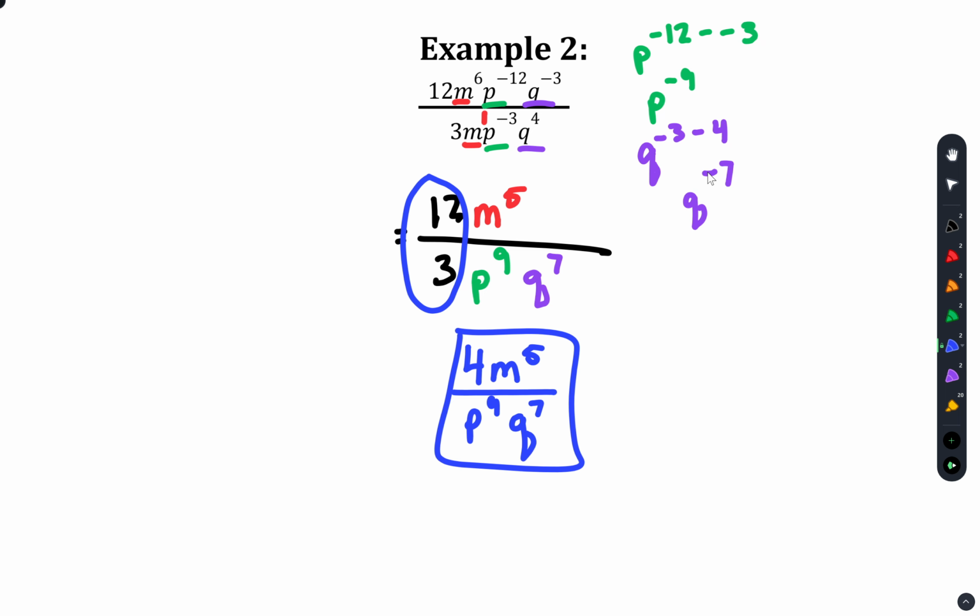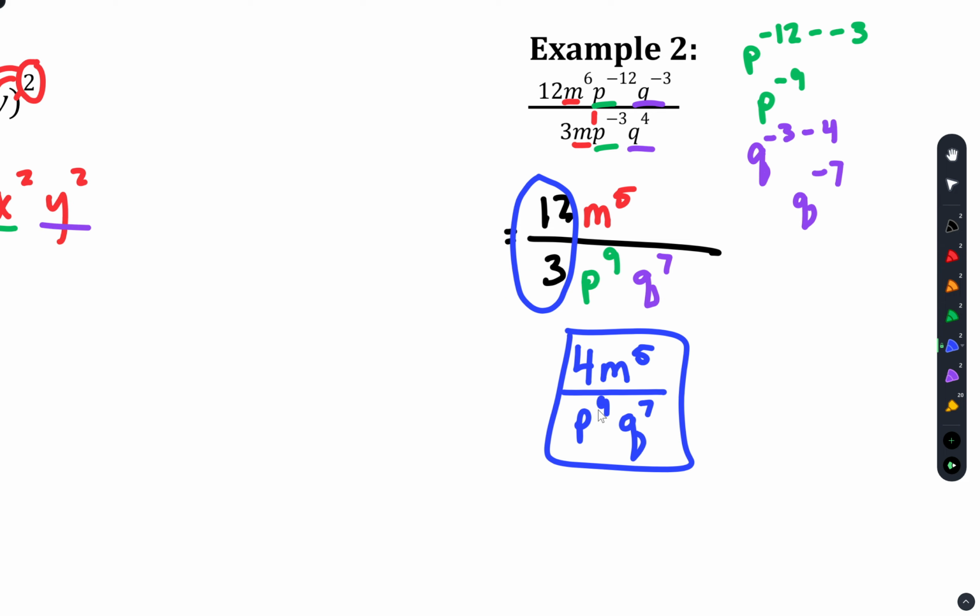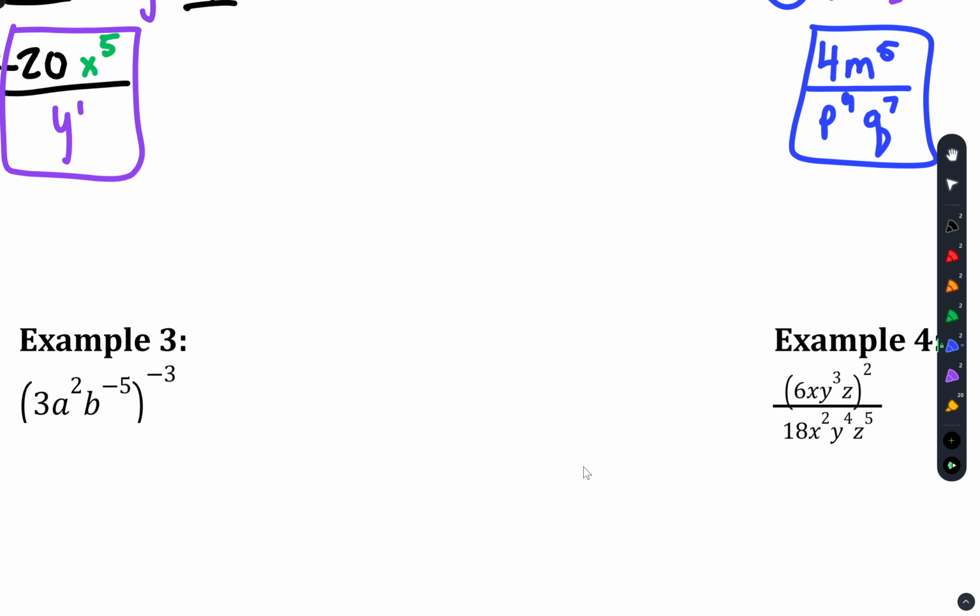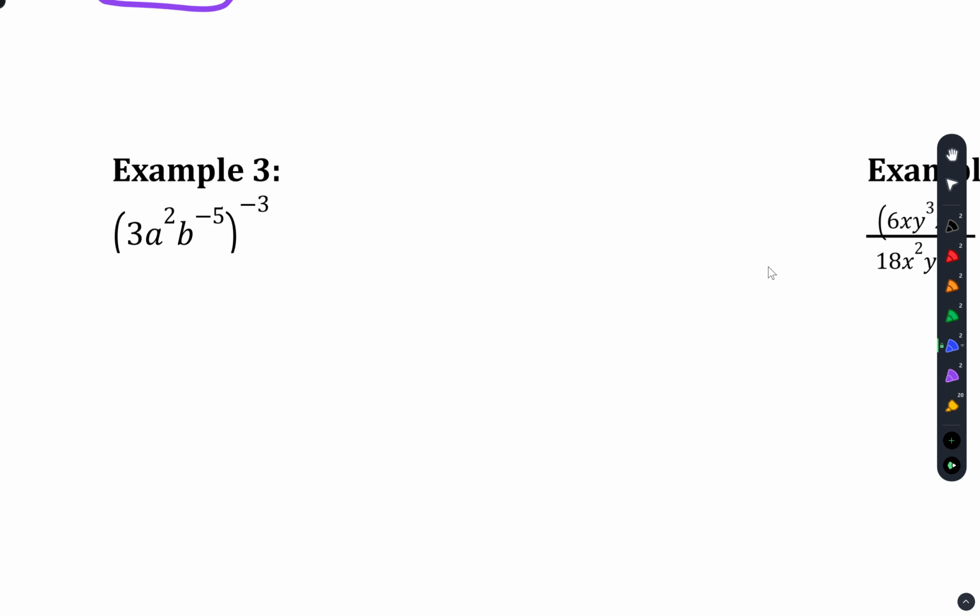Beautiful. We got a few more. Example 3. Nice and easy. When we raise exponents to exponents, we're not adding, we're not subtracting, we are multiplying those exponents together. So 3 to the 1st power times -3 is 3 to the -3rd. A to the 2nd times -3 is a to the -6th. b to the negative 5th times negative 3 is b to the positive 15th.